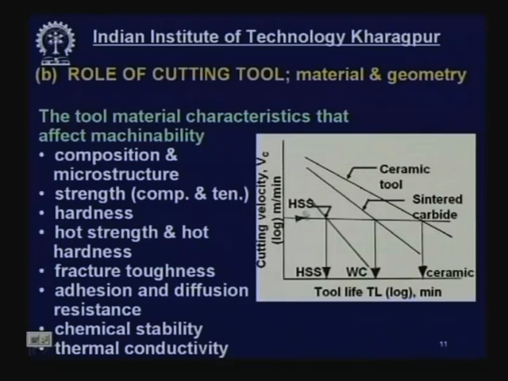For the same cutting velocity, if you machine the same material, say mild steel, with different cutting tools, then the high speed steel tool will provide a tool life of this much only. If it is carbide, the tool life will be almost double. If it is ceramic, then the tool life may be even 2 times or 3 times. That means the tool life for the same material under the same cutting velocity will be different for different cutting tool materials.